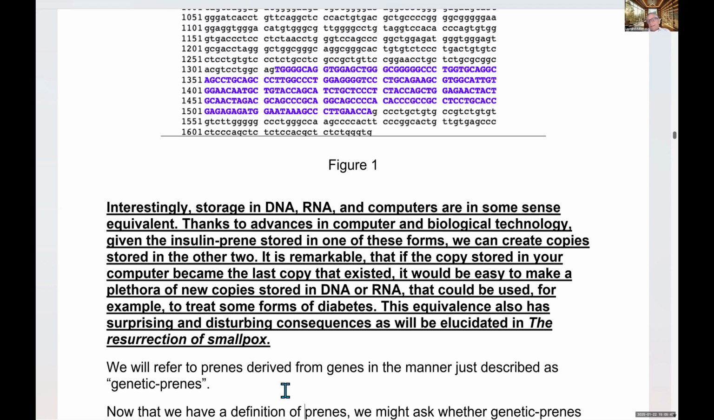Well, if you cloned it in a bunch of computers and some catastrophe occurred, and all of the actual DNA molecules went away and all the RNA molecules went away, and you just had one copy on your computer, I could go in a lab and create the molecules. Now, if those all went away, there'd be no people to give it to, but that's a different story. But I could still create it. So at least we can see that the insulin gene can survive just as a computer copy. So it's a lot to think about.